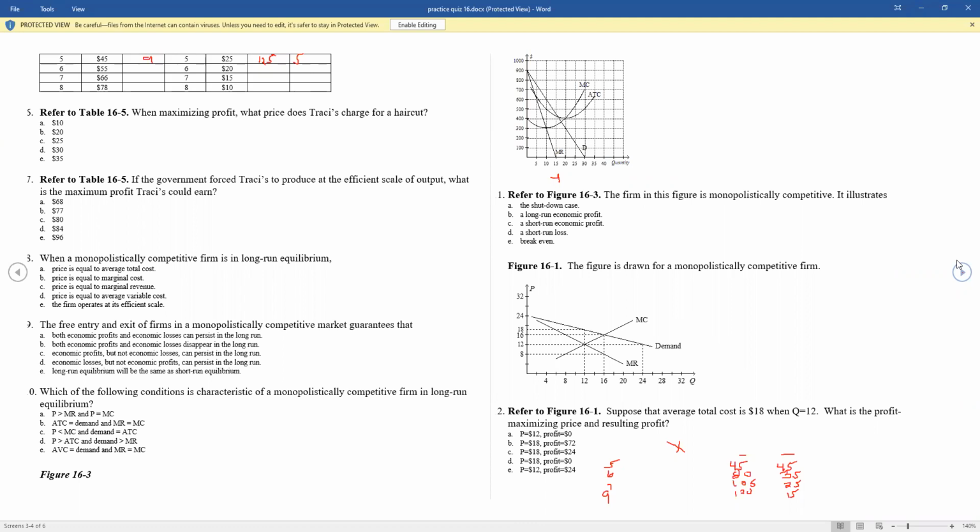All right, 16.5. The firm in this figure is monopolistically competitive. It illustrates... All right, so we're going to go to MC equals MR, up to demand. So it's making money, right? Because price is greater than ATC. The price is about 600. If I go down to the ATC, it's about 500. So it's not a shutdown case. It's not long-run economic profit because we would not be making money. So it's C, as in Caroline, short-run economic profit.